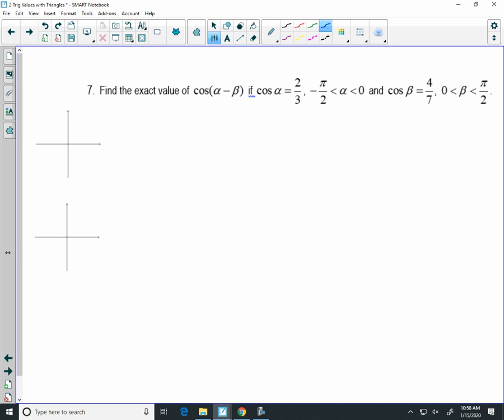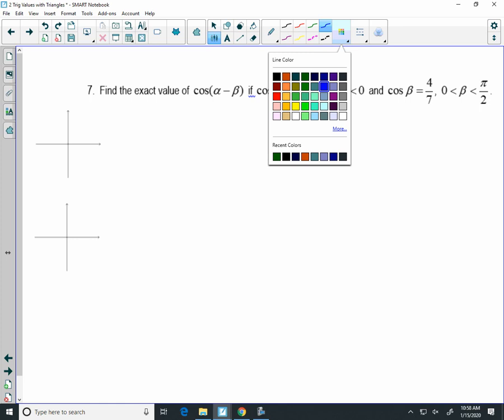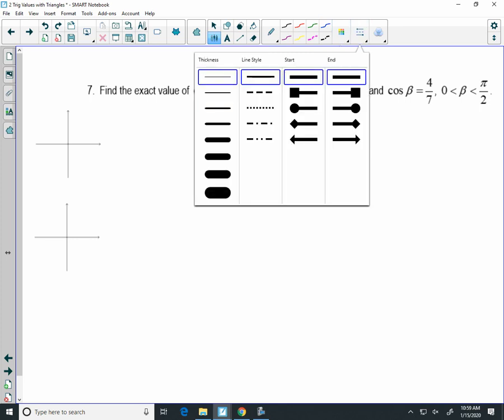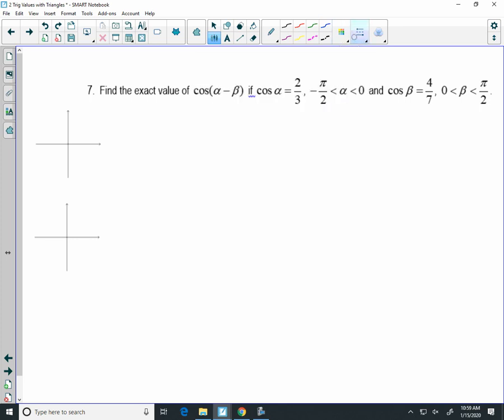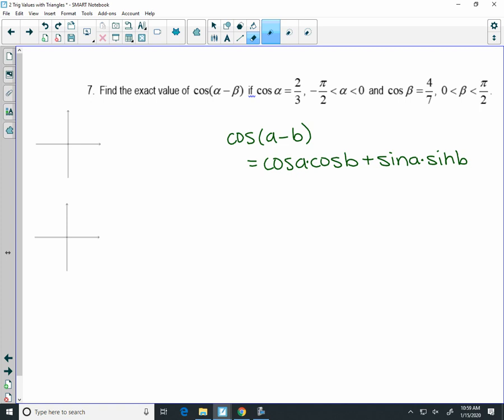Okay, so if we're doing cosine of a minus b, here's what we need. Again, I like to see that equation in front of me and know exactly what I'm plugging into. So cosine of a minus b is cosine of a cosine of b plus sine of a sine of b. And that's 2 triangles. You get all the values for our a's from one triangle and all the values of b's from the other triangle.